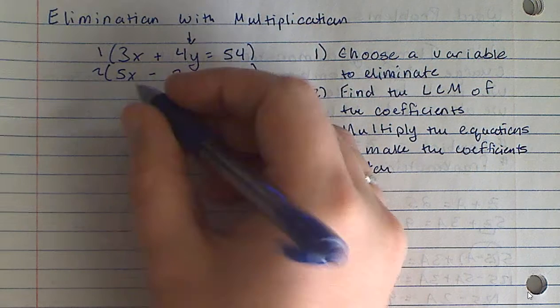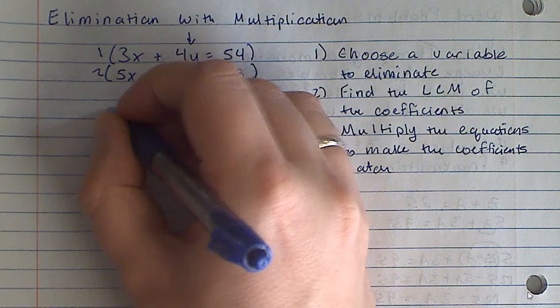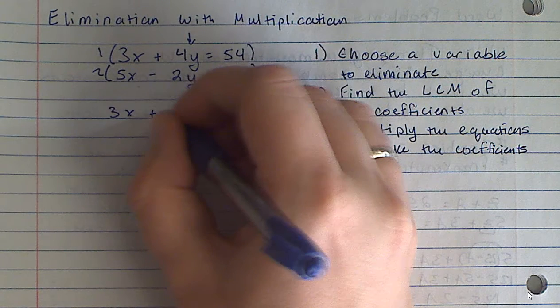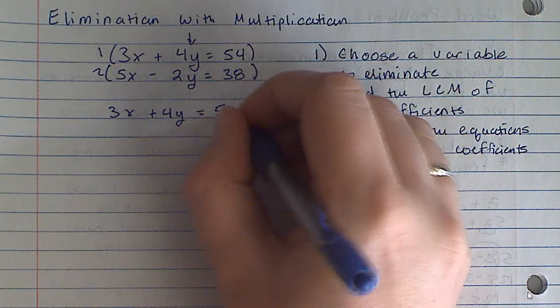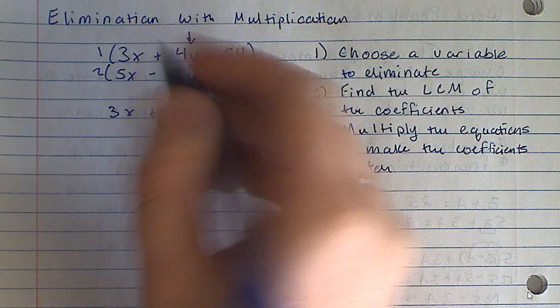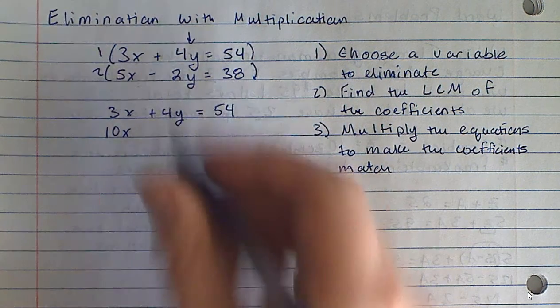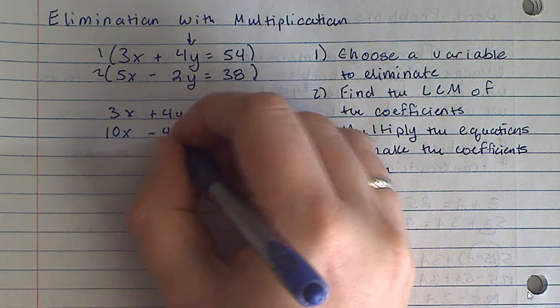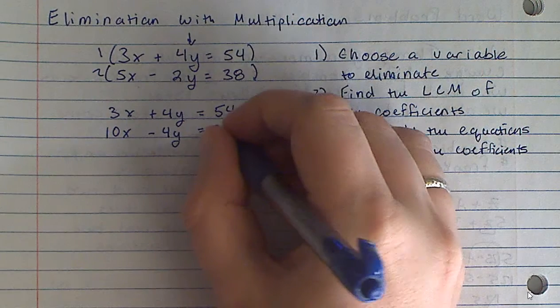So my top equation, I'm going to rewrite it just as if I multiplied everything by 1, which would be 3x plus 4y. Nothing changed in the top, equal to 54. But I'm going to rewrite everything in the bottom equation multiplied by 2. So instead of 5x, it's 10x. Instead of minus 2y, it's minus 4y. And instead of being equal to 38, what's it equal to now? 76, right? I think I heard a few people say that.